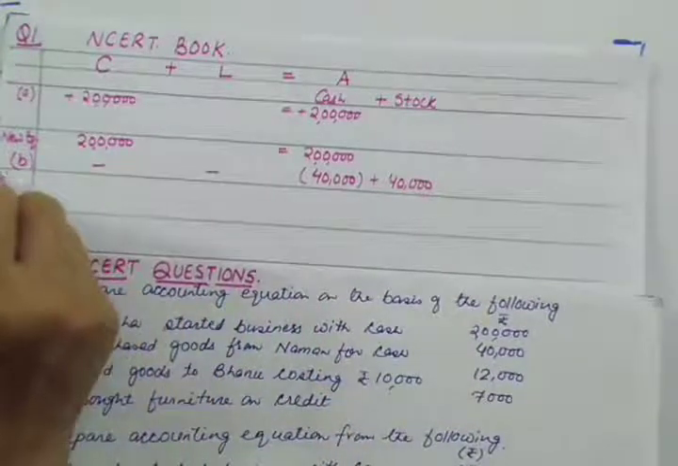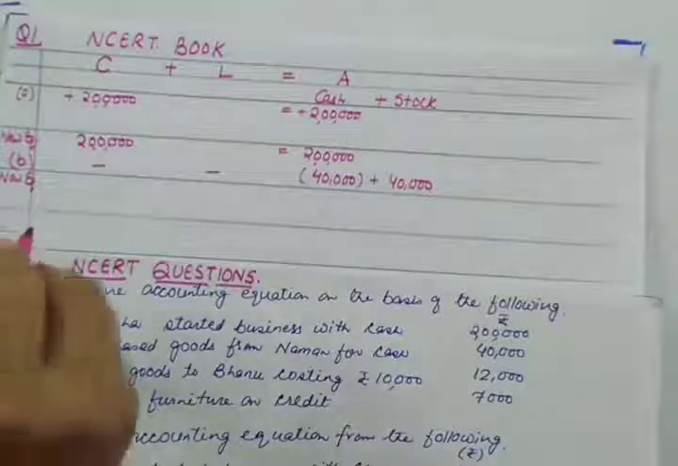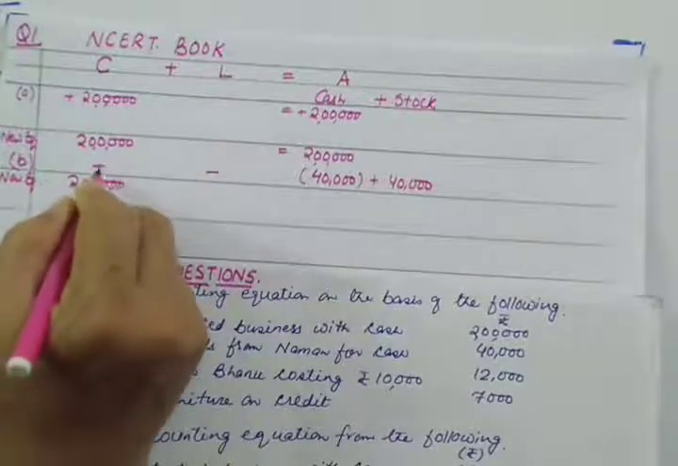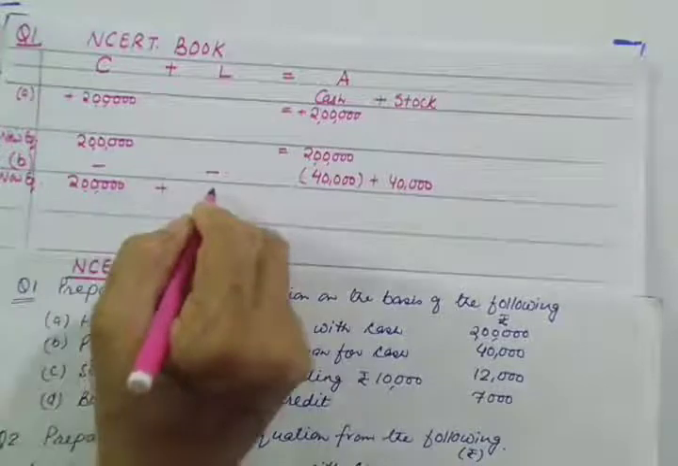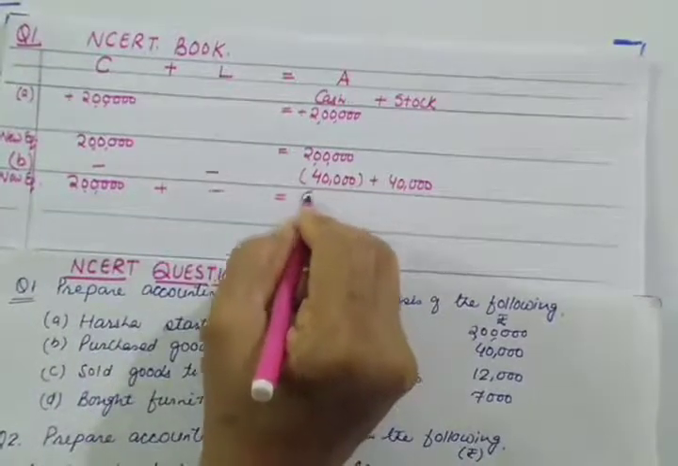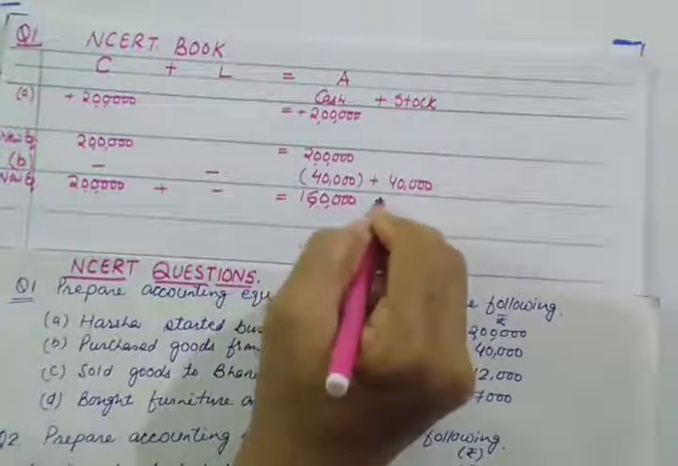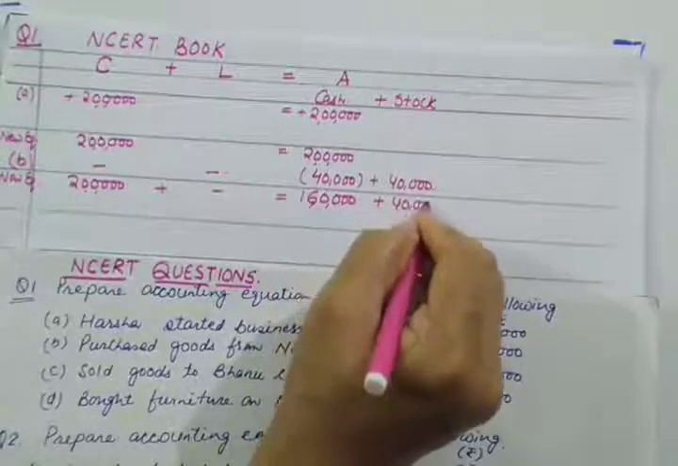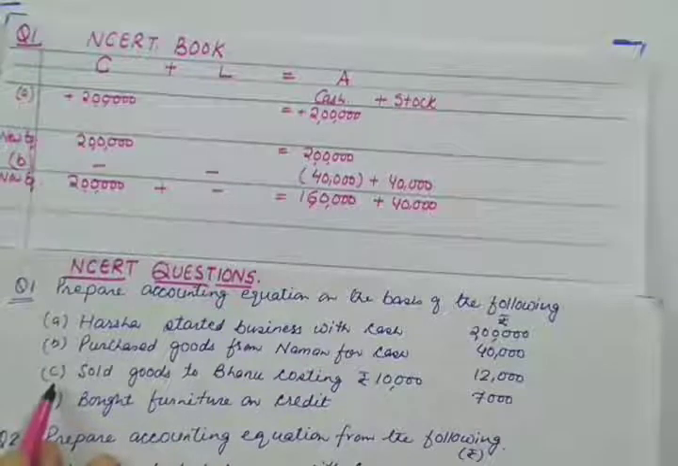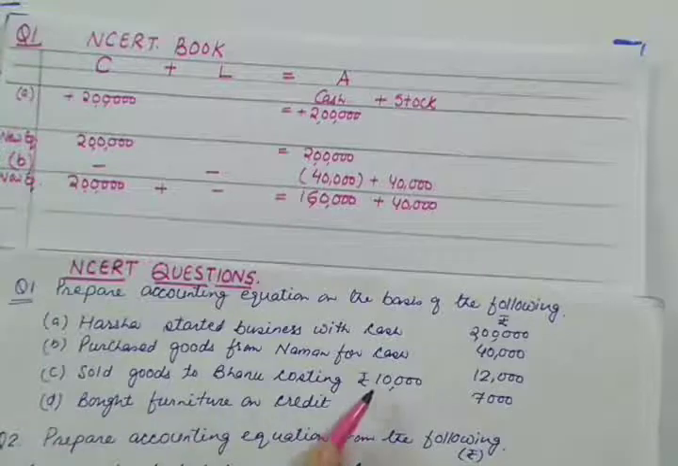Now after this, again you need to write new equation. Now this is as it is, no change here, because in the previous case there was no such case. So no change, nothing, nil. And how much? This will be 1,60,000 plus 40,000. Yes. And now let us see the next transaction, transaction number C. I hope you will be able to see this transaction.